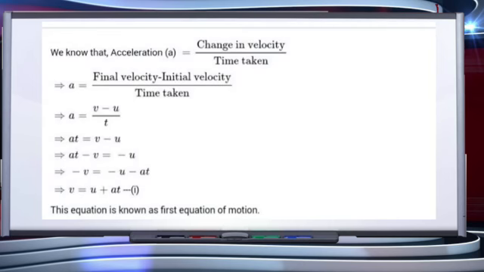So this is the mathematical expression of the first equation of motion, that is, acceleration is equal to change in velocity upon time taken, and that is change in velocity, final velocity minus initial velocity, upon time taken, as we have seen in the previous slides. Initial velocity is denoted by u, final velocity is denoted by v. And after solving it, the first equation comes, that is v = u + at. So this is the first equation of motion.